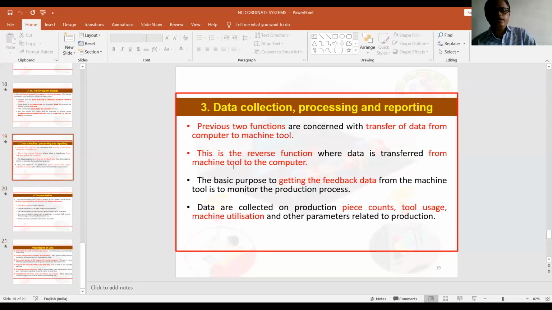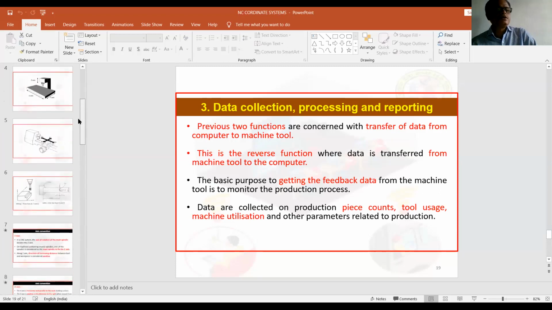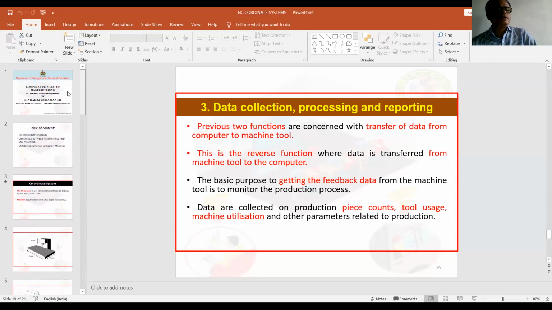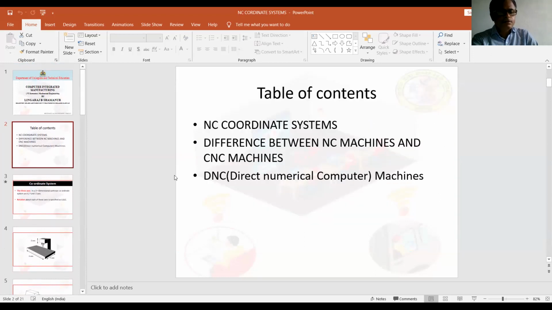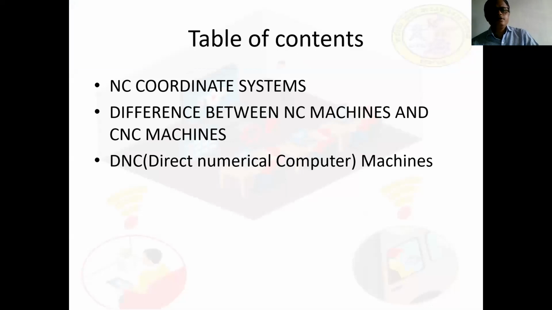So in today's session, we have discussed the NC coordinate systems, the difference between NC machines and CNC machines, and an introduction to DNC machines. This is what we have discussed. Next, we will continue in the next session with the structure of CNC machines.